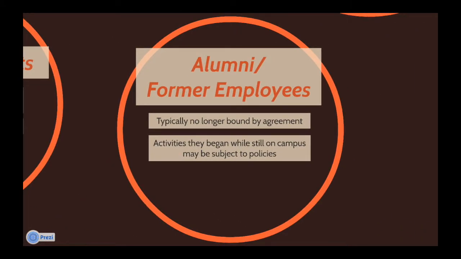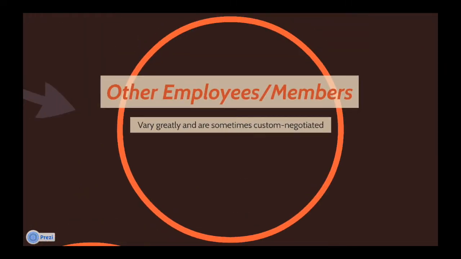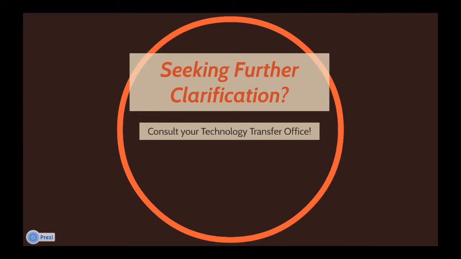Alumni and former employees no longer at an institution are typically no longer bound by its IP policy. However, activities they began while still on or associated with campus may still be subject to the policies in effect at the time. Finally, other institutional employees and community members frequently reach agreements with their institution regarding IP. These agreements can vary greatly in scope depending on the nature of the relationship and are sometimes custom negotiated. Those seeking further clarification on contract formation issues should consult their Technology Transfer Office for additional information.